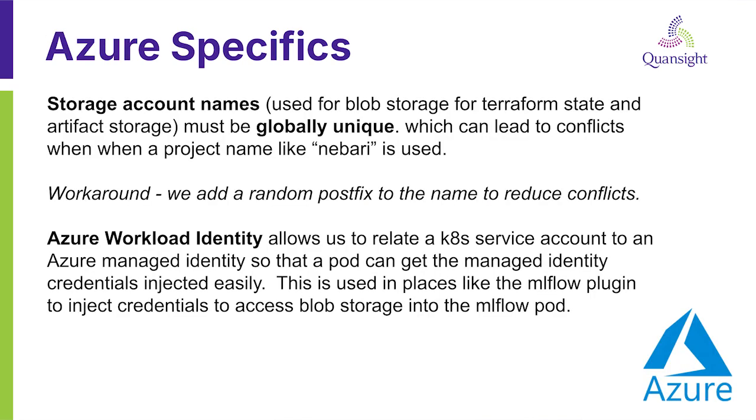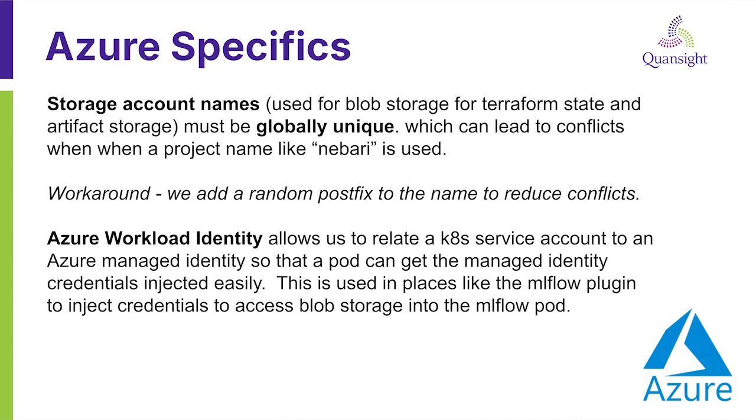Now, some specific things we had to do for Azure. Essentially we can deploy on any Kubernetes, but each cloud has its issues, and we hit a couple of things. One is that storage account names have to be globally unique. People typically call the project Nabari when they deploy the platform, and that conflicts with other things called Nabari because of this globally unique requirement. So we just add a little random postfix to the names to avoid that conflict.